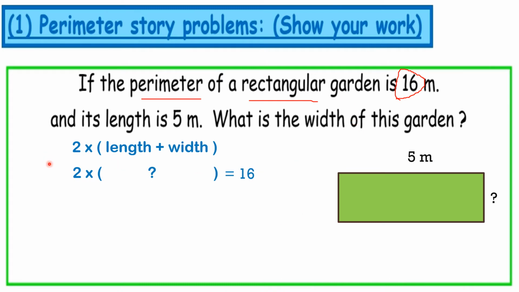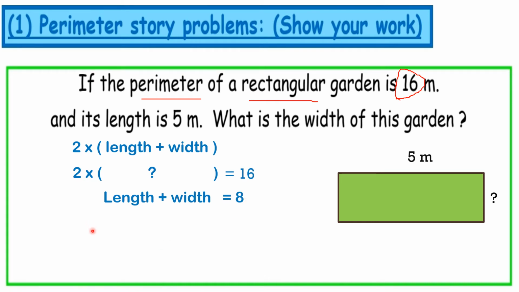I will say it again. You have here 2 by length plus width is the perimeter. So 2 by what equals 16, because the perimeter is 16. You don't know what the length plus width is because you don't know the width. Let's see. We're going to use the missing factors as we know. So 2 by what is 16? Is 16 divisible by 2? Yes, because it's going to be 8. So the length plus width is 8.